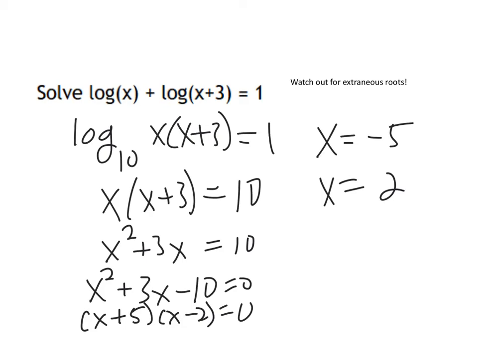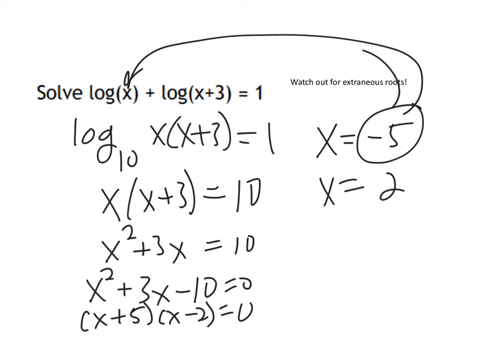Now, remember what I said about watching out for extraneous roots? Well, we can't take the log of a negative number. So if I were to drop the negative 5 into this, I would get log of negative 5, log of negative 2. I can't do that. That's an extraneous root that resulted from our algebraic manipulation here.